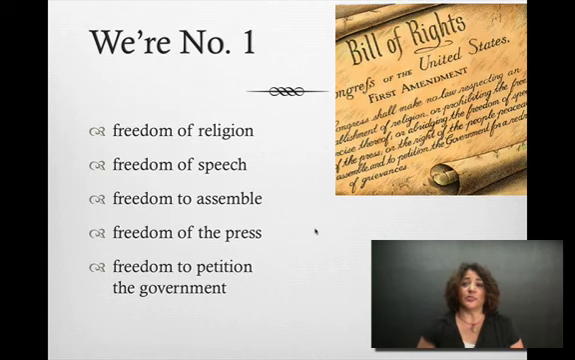So the best news is, we're number one, so that must mean we're super important, and we are super important. As a press, I say we, but there are other things in the First Amendment too, and so we need to see the whole thing as one complete picture before we break out that freedom of the press aspect or freedom of speech. But these are the 5 freedoms that were guaranteed by the First Amendment.